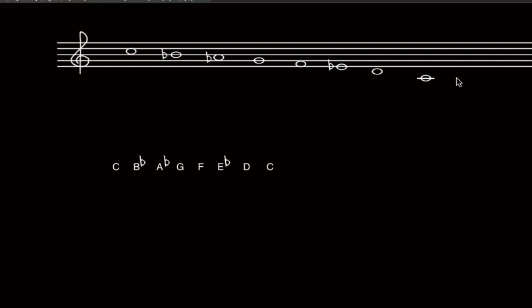So now I'm going to play it and we can hear it. So first, the ascending C melodic minor scale. And descending. And there you have it.